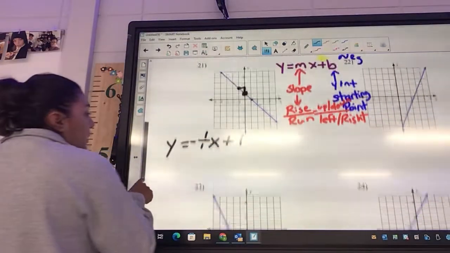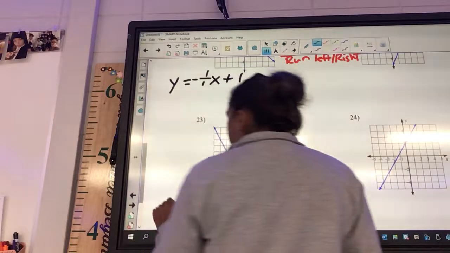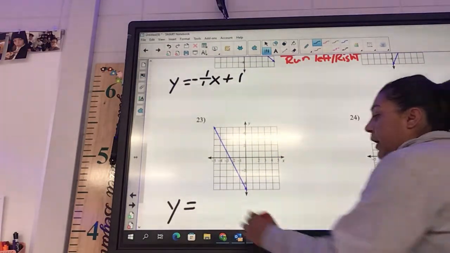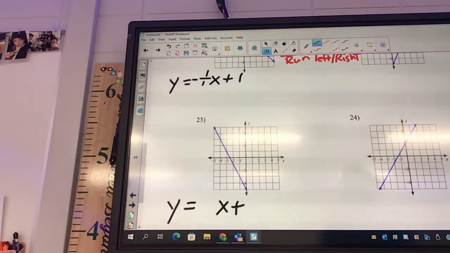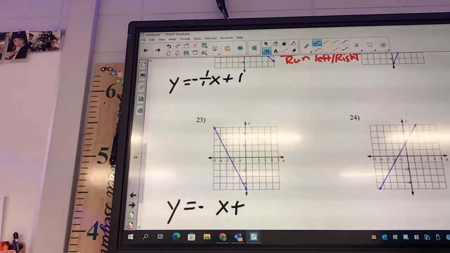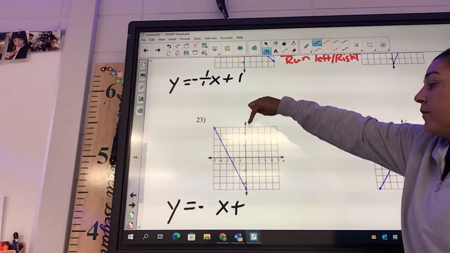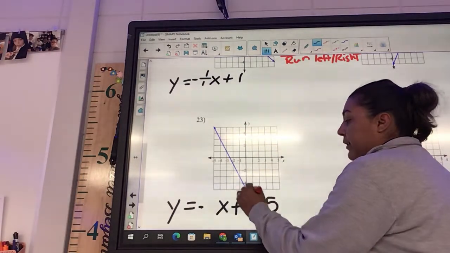These are probably the hardest ones, okay? So start by filling your stuff out. We got y equals, we don't know our slope, x plus our b. Is this a negative or positive line? Negative. So let's put the negative in there. What is the y-intercept? Go to the y line. Where does it cross? Negative 5. So we're going to put that in there and make your dot.